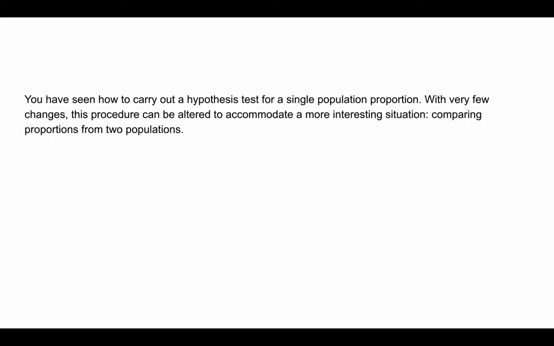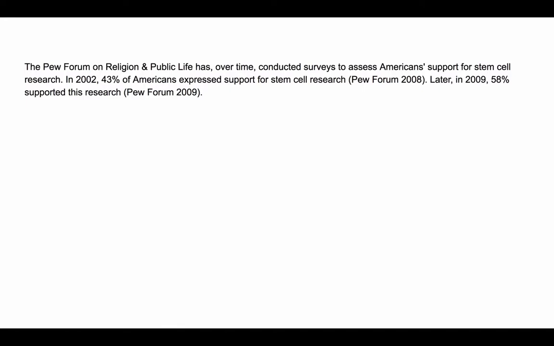Comparing proportions from two populations: introduction. You've seen how to carry out a hypothesis test for a single population proportion. With very few changes, this procedure can be altered to accommodate a more interesting situation, comparing proportions from two populations. So we'll be looking at scenarios where we have two population proportions, and then we're going to try to decide if they are different or the same, and what's the likelihood that they're different or that they're the same, using hypothesis testing, but a slightly different variation of hypothesis testing than you saw before because we have a different situation. Let's look at an example to get a better sense of what I mean.